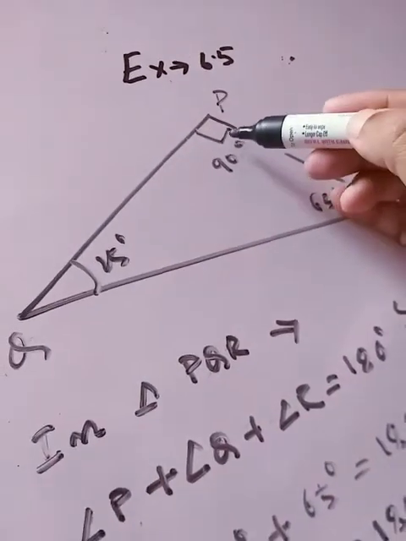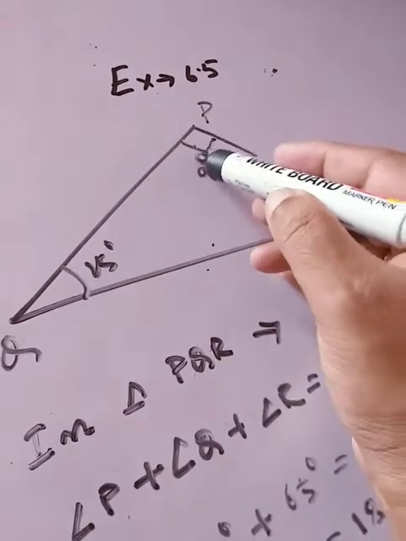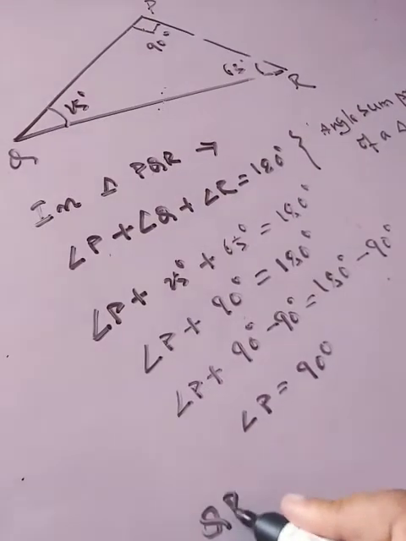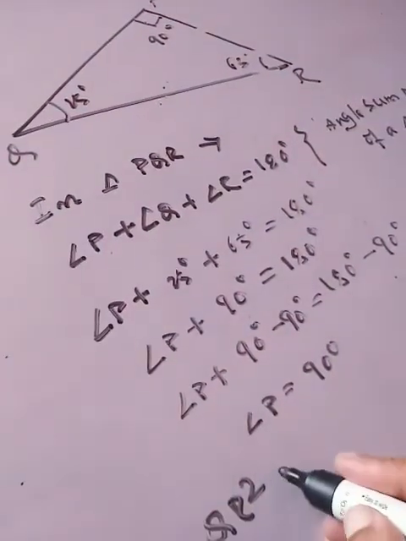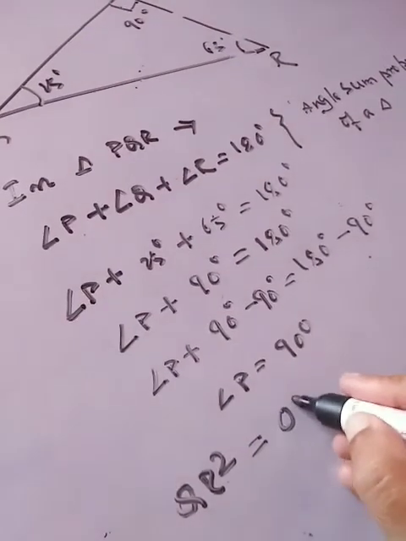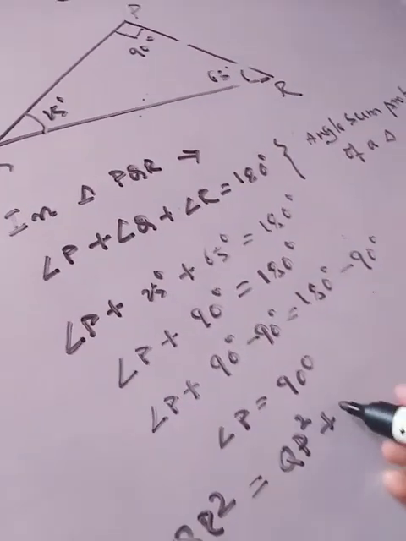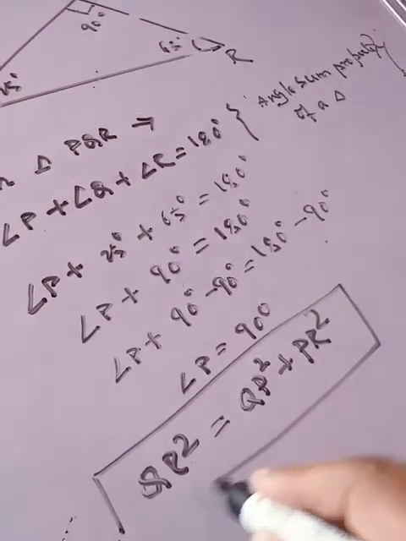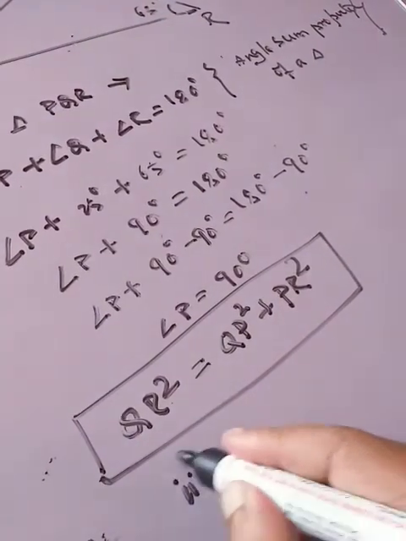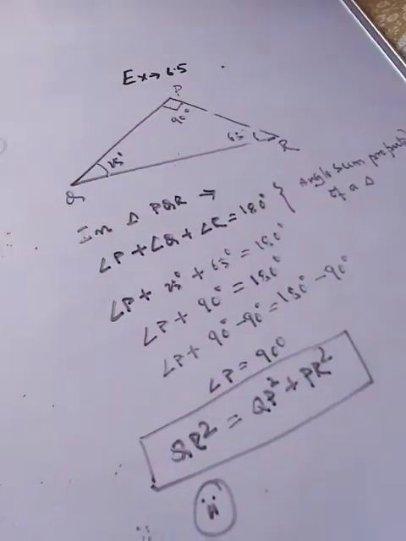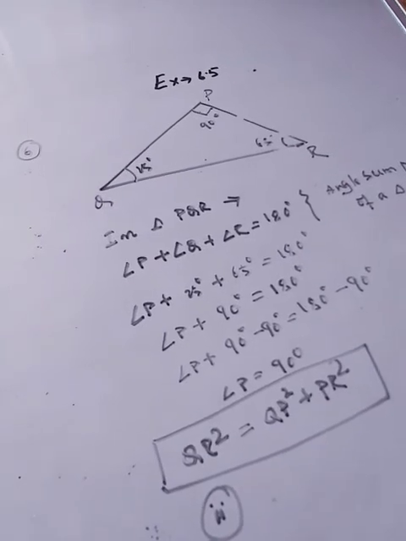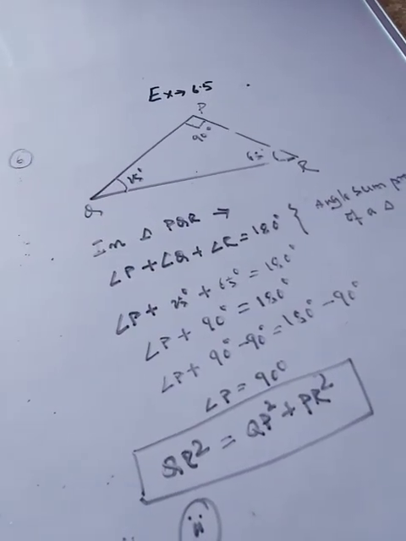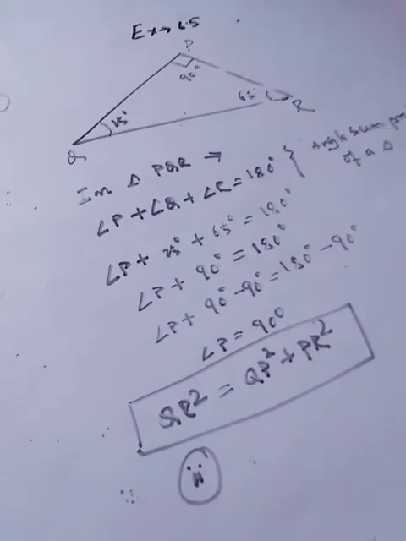Now remember, opposite to 90 degree is the hypotenuse. Always the side which is opposite to the 90 degree is the hypotenuse. So we can write the formula as QR square, this is the hypotenuse, equals QP square plus PR square. So this is the option which is right, I guess option number 2. This is how you have to do question number 6. So today's assignment is question number 4, question number 5 and question number 6. Thank you and take care.